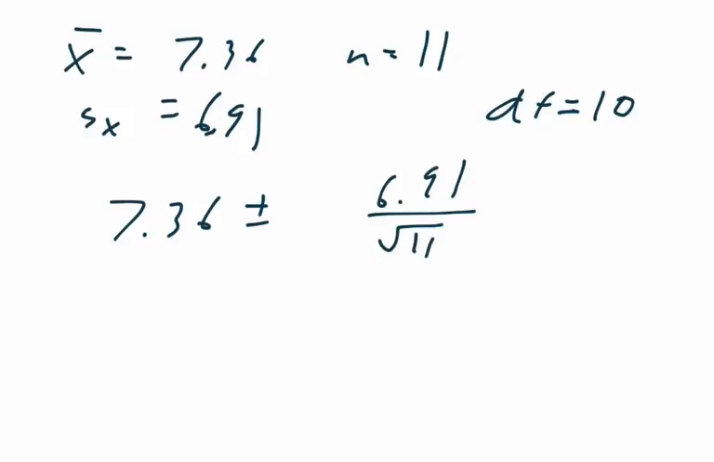And when I do inverse t of 0.025 with 10 degrees of freedom, actually we're doing 0.05 because we're doing a 90% confidence interval, I get the answer of 1.812. So plug these numbers in. And we get 3.58 to 11.15.